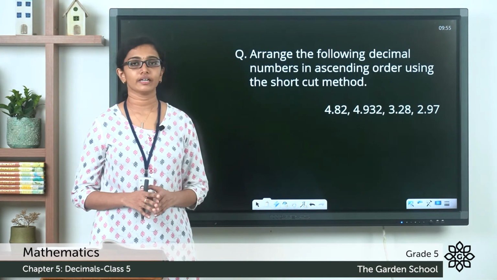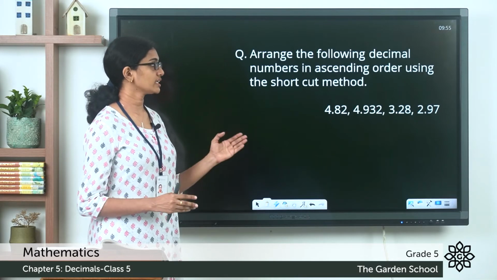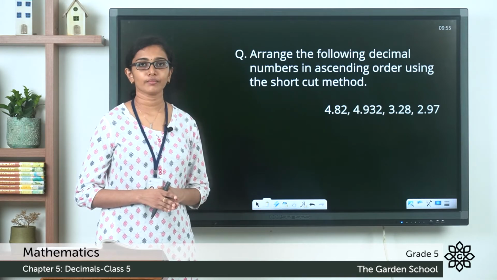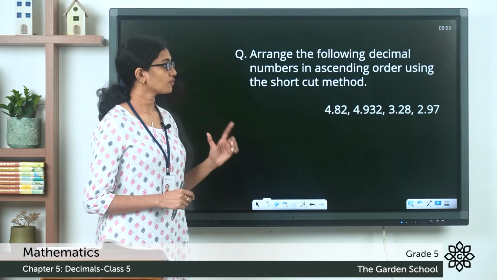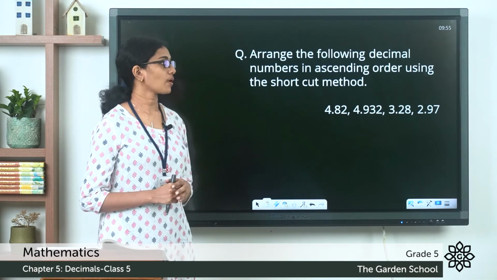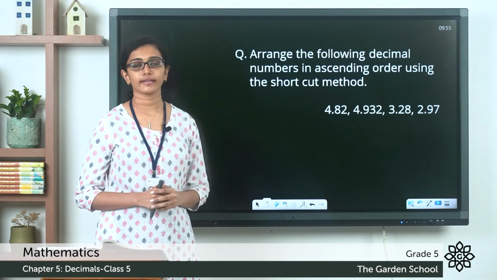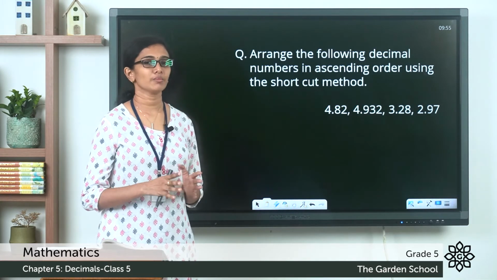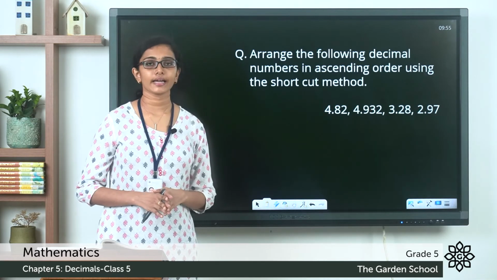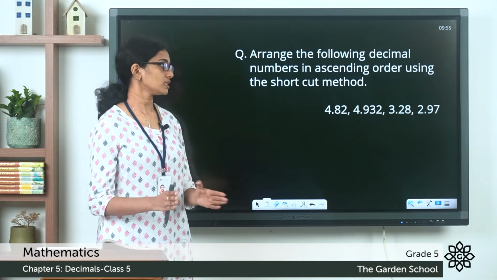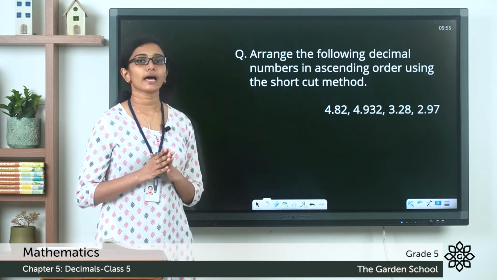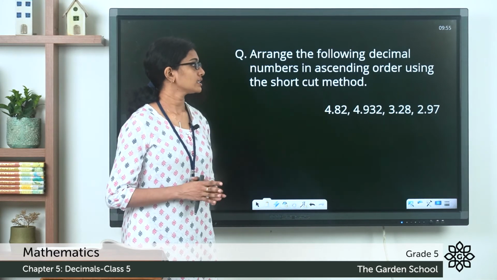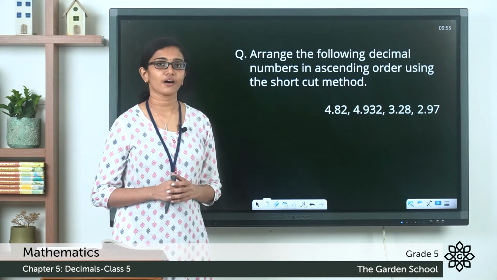Look at this question given here. Arrange the following decimal numbers in ascending order using the shortcut method. You are given 4 decimal numbers here: 4.82, 4.932, 3.28 and 2.97. See, the number of digits after the decimal point in the given numbers are not the same. They are unlike decimals. So what is the first step? The first step is to change them all to like decimals. In one of the numbers you have 3 digits after the decimal point, whereas in the other numbers there are only 2 digits after the decimal point.